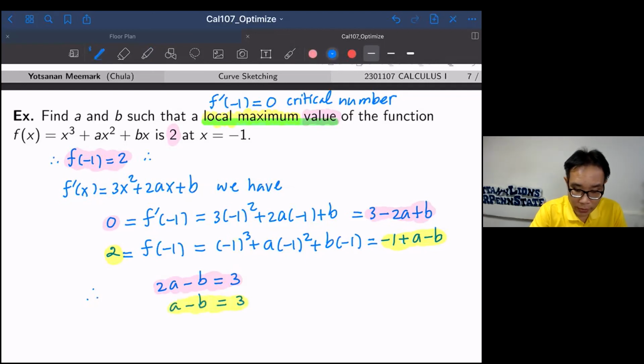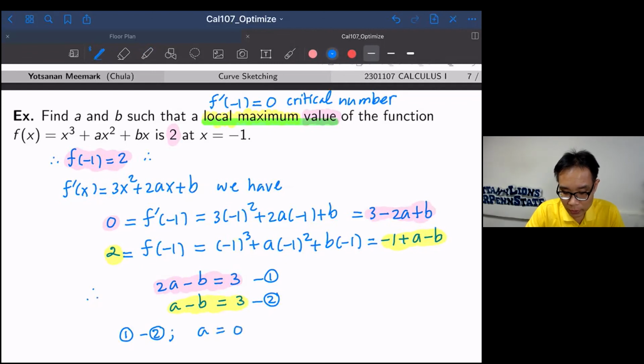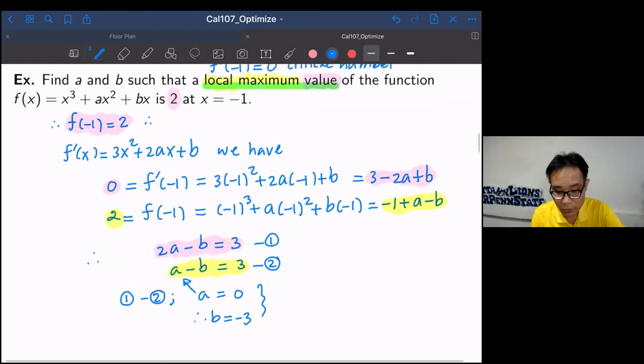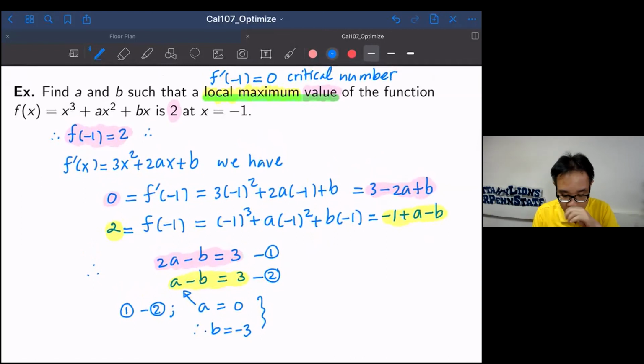So you get the first equation and the second equation. You have equation 1 subtract equation 2, so it's gonna be a equal to 0. With a equal to 0, you plug back here, so you get b equal to -3. So we have these two for the final answer: a equal to 0 and b equal to -3 will give you the desired result.